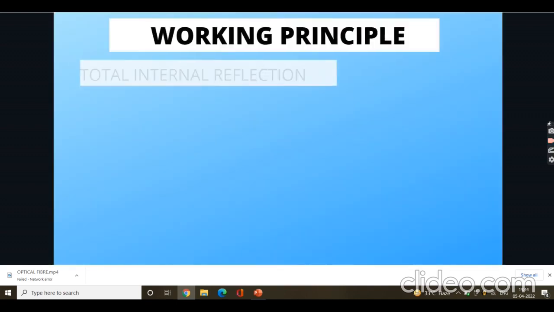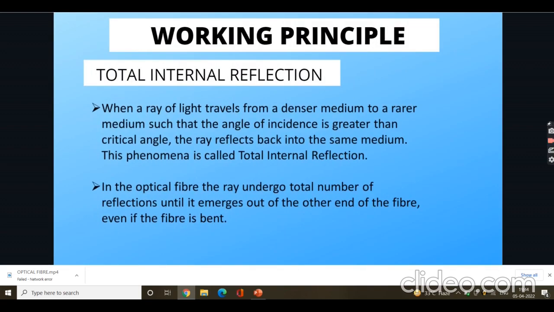Next is the working principle of optical fiber. So its working principle is total internal reflection. When a ray of light travels from a denser medium to a rarer medium, such that the angle of incidence is greater than the critical angle, the ray reflects back into the same medium. This phenomenon is called total internal reflection. In the optical fiber, the ray undergoes a total number of reflections until it emerges out of the other end of the fiber, even if the fiber is bent.